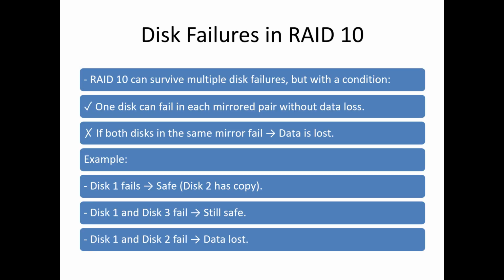So what happens when disks fail? This is where RAID 10 shines. So let's take the first case. Disk 1 fails. So disk 2 has a copy, the data is safe. If disk 3 fails, disk 4 has a copy, the data is still safe. If both disks 1 and 3 fail, data is still safe because disk 2 has a copy for disk 1, disk 4 has a copy for disk 3. But if both disks in the same pair fail, the data is lost. So RAID 10 can survive multiple disk failures as long as they are not in the same mirror pair.